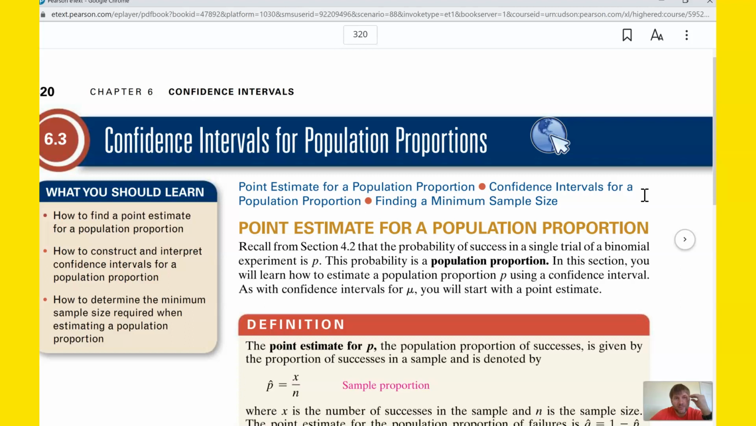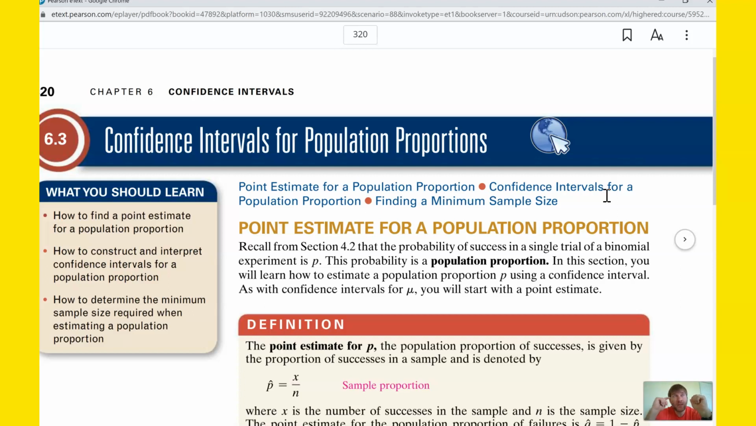Again, chapter 6 is about confidence intervals, and 6.1 was a confidence interval for a population mean when the population standard deviation is known. 6.2 was about a confidence interval for a population mean when the population standard deviation is not known. This is a confidence interval for a population proportion.